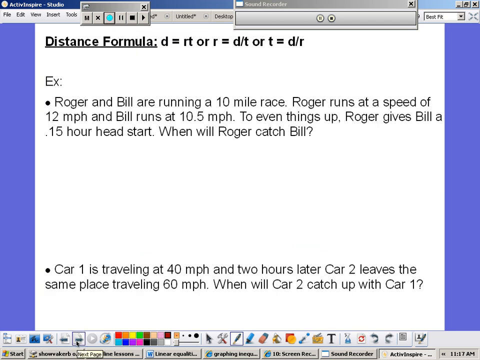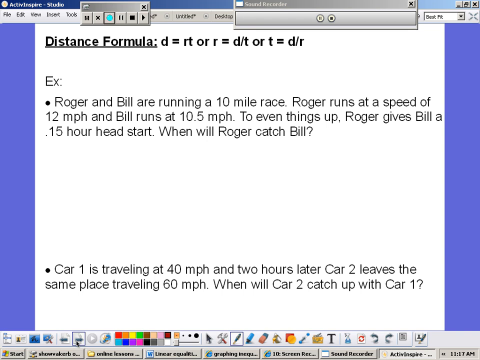Distance formula. Distance is either D equals RT, R equals D over T, or T equals D over R, depending upon what we know and what we're trying to find out. Roger and Bill are running a 10-mile race. Roger runs at a speed of 12 miles per hour and Bill runs at 10.5 miles per hour. To even things up, Roger gives Bill a 0.15 hour head start. When will Roger catch Bill?